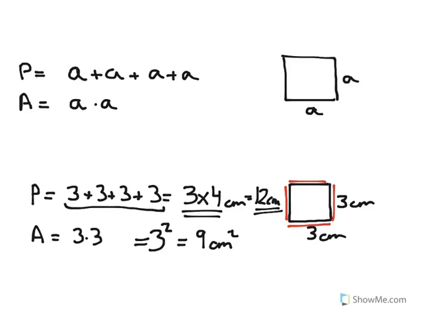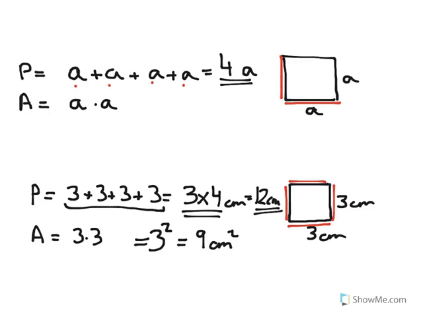It's exactly the same thing if we put letters there instead. So if we say that we have a square that is a centimeters long and a centimeters wide, the perimeter would be represented as a plus a plus a plus a, which we wouldn't write like that. We would say, how many times have we got a? We've got a 4 times. So we've got 4 lots of a as our perimeter.